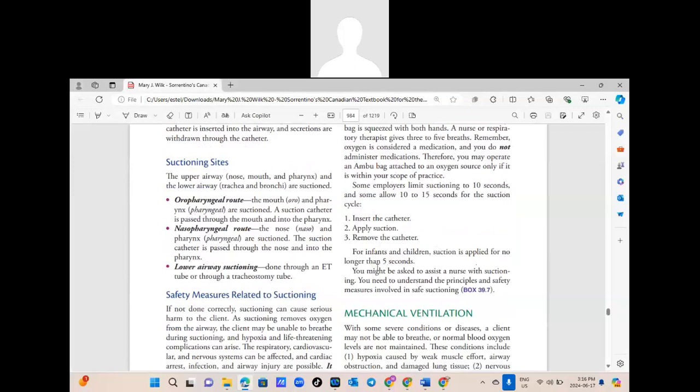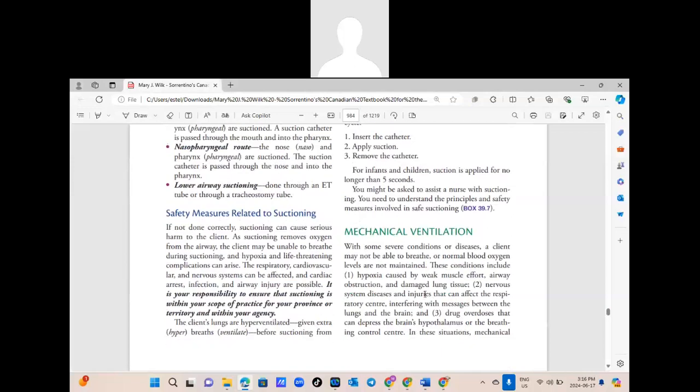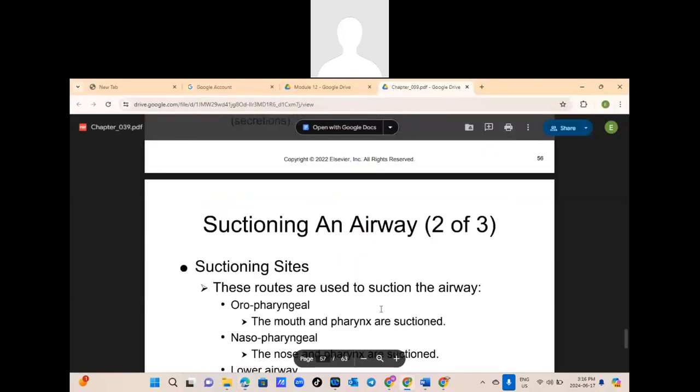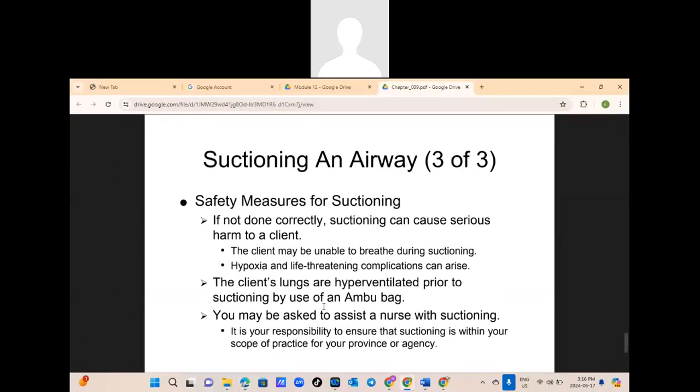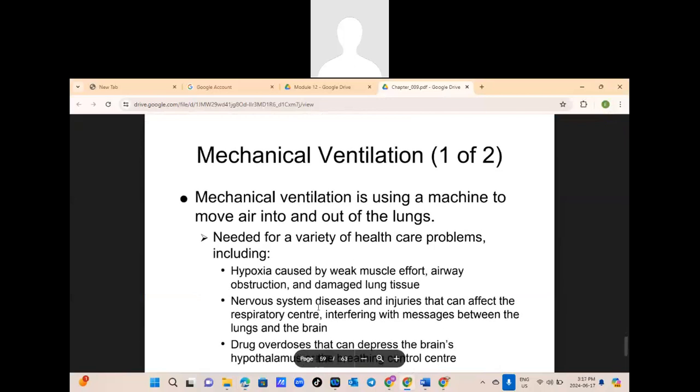Even for us, when we do it, it's not the trach. We're just suctioning because the client is not able to cough very well. We do suction their mouth, and we give intervals because we're suctioning the air, so they have difficulty breathing too. You might be asked to assist a nurse with suctioning, so you need to understand the principles and safety measures involved in suctioning. We're going to read that as we go along. Okay, so what's next? We did that one, the safety and the ambu bag.